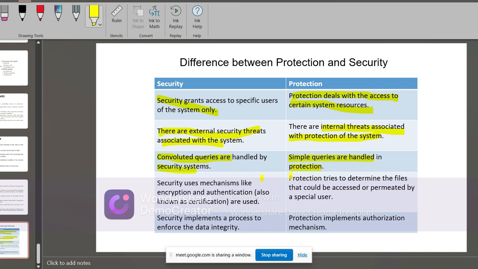In security, convoluted queries are handled by the security system, but simple queries are handled in protection. Security uses mechanisms like encryption and authentication. It is also known as certification. This is required in the case of security. But while talking about protection, it tries to determine the files that could be accessed or permitted by a user, for a special user. That means they are trying to give protection for that particular file only. Security implements the process to enforce data integrity, and protection implements the authorization mechanism. So this is the basic difference between protection and security. In security, the concepts of encryption and authentication are available, but in the case of protection, authorization mechanisms are available.